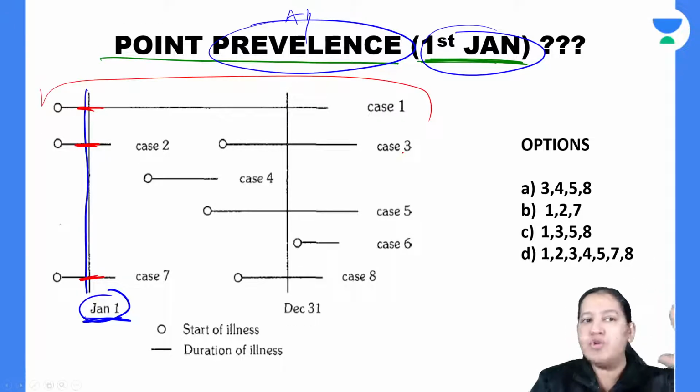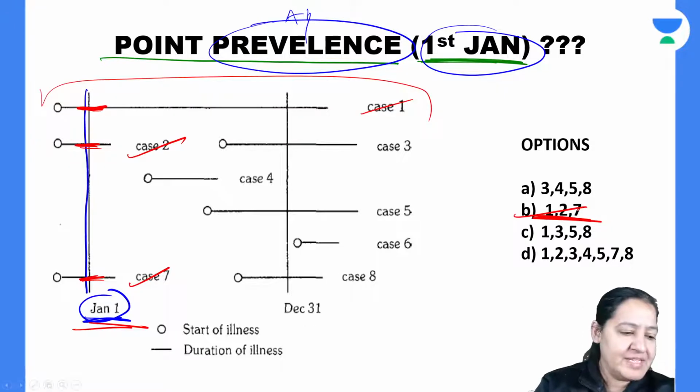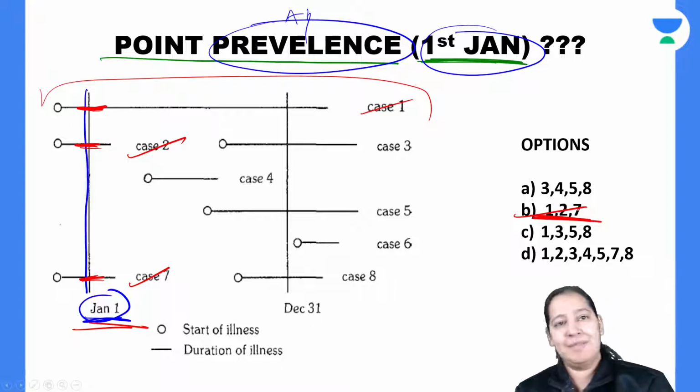No, I have to take a snapshot only at 1st January. That is point prevalence. So this one is case 1, this one is case 2 and this one is case 7. So 1, 2, 7 is my answer. 1, 2, 7, that is B, my answer. Yes, Iram, Rishinika, Kuldeep, very good. B is my answer. Have you got it?